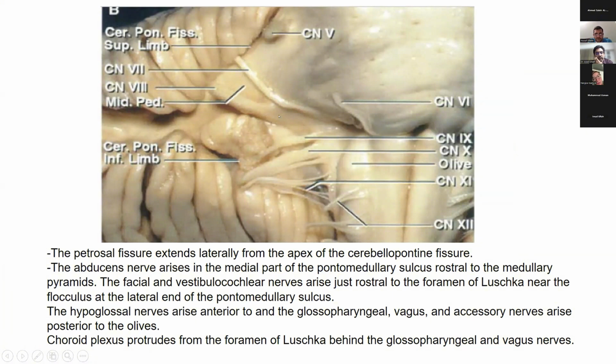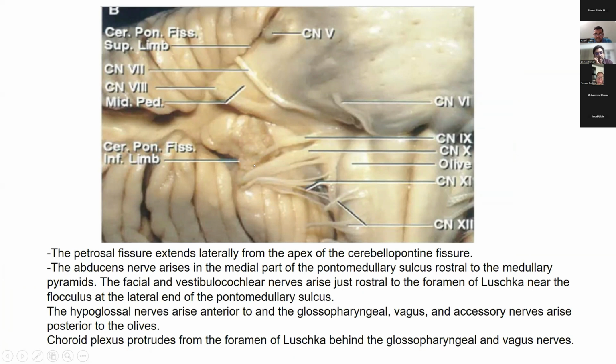And the hypoglossal nerve arises anterior to the glossopharyngeal, vagus and accessory nerves. This is the 12th cranial nerve, which is anterior to the glossopharyngeal, vagus and other cranial nerves. And the choroid plexus is often used as a surgical landmark as well, which travels along with the glossopharyngeal and vagus through the foramen of Luschka.